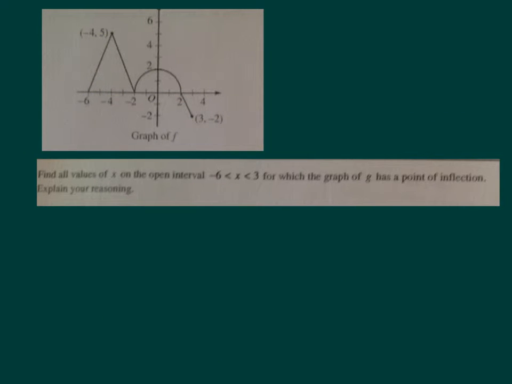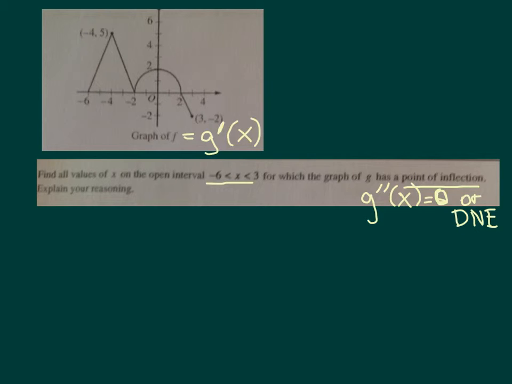Okay, now the last part, we're looking again at the open interval, and we're looking for which there are points of inflection. Now we know points of inflection are where the second derivative is equal to 0, or it does not exist, right? Sorry, 0, not a 6. So we're going to look at the second derivative. Now this is the graph of f, or the graph of g prime of x. So to look at the second derivative, we would look at its slopes. So where are the slopes 0 or undefined?